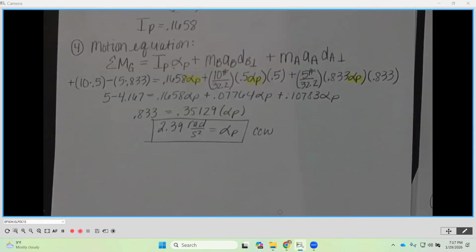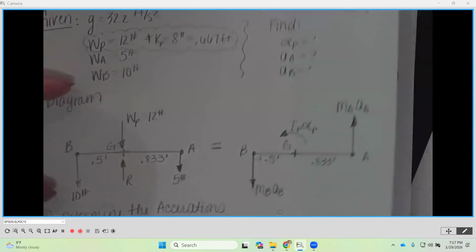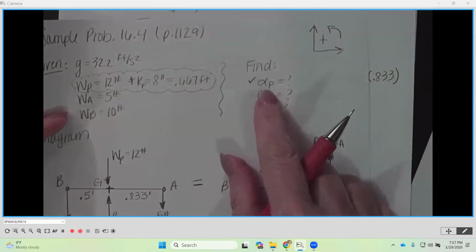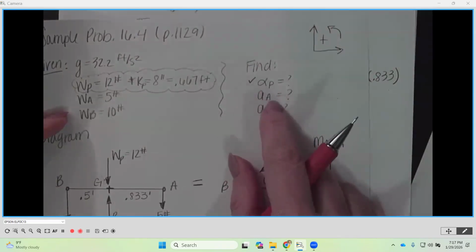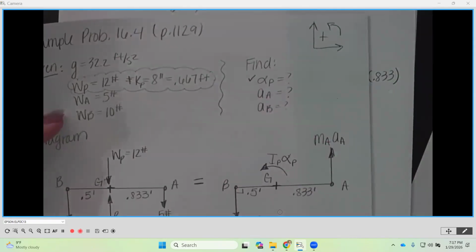Does anybody need extra time to get the number here? So if we look back, the first one here, the angular acceleration of that pulley was what we needed to find. Now we need to find the two straight line values.